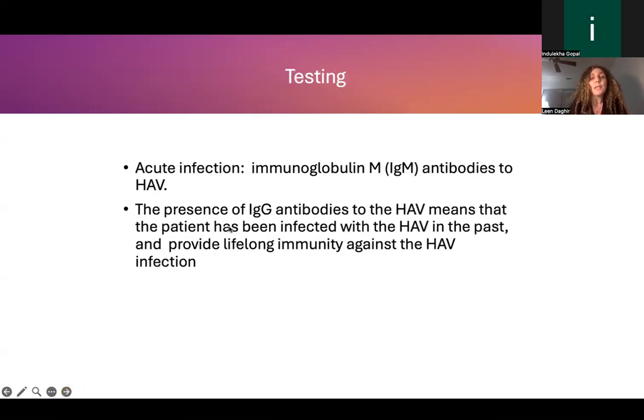To test for acute hepatitis A infection, we look for immunoglobulin IgM antibodies. The presence of IgG antibodies means that the patient has been infected in the past, and he has lifelong immunity against hepatitis A infection.